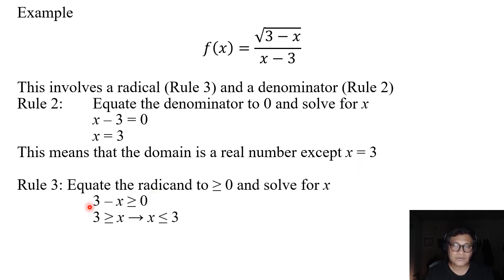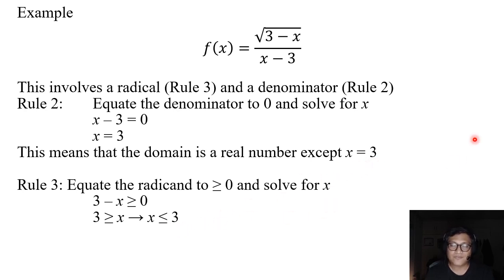So if we do this, 3 minus x is greater than or equal to 0. So if I'm going now to transpose negative x on the other side, 3 is greater than or equal to x. So this is the same as x is less than or equal to 3. So in other words, class, the domain supposedly will be any value of your x as long as it is less than or equal to 3. However, there is an exception that x should not be part of the domain. So nagkakaroon tayo dito class ng conflict.